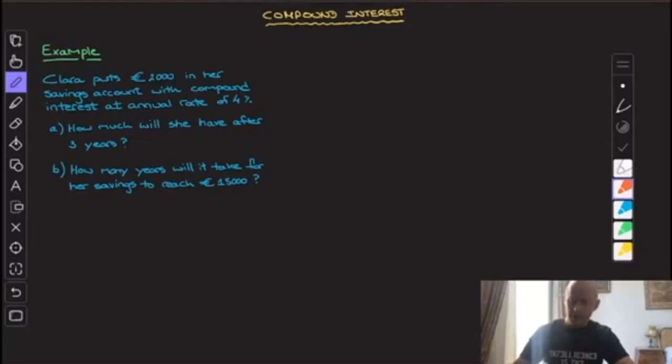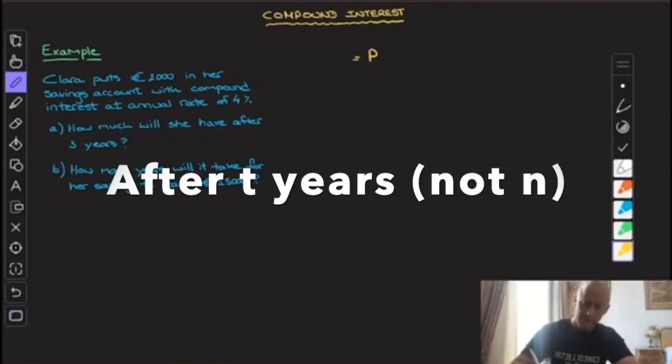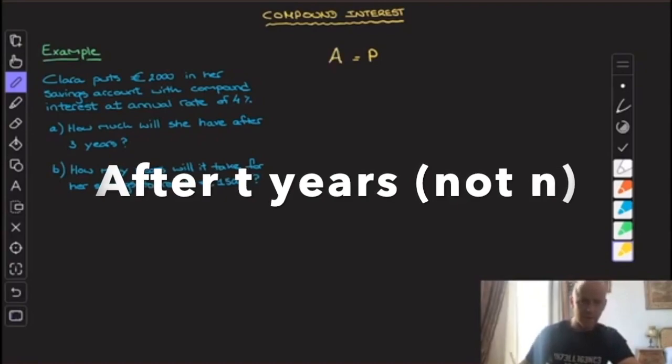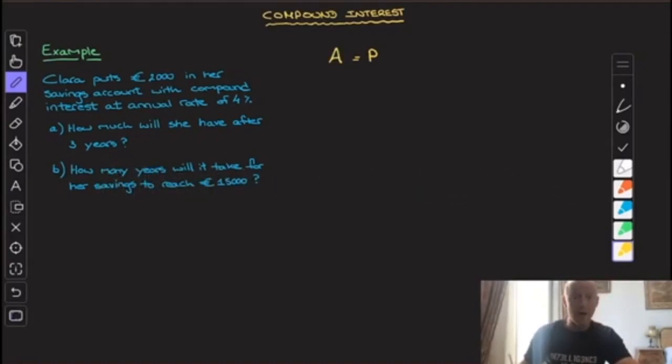Now, let's say I'm investing money, like Clara is here. She's putting 2,000 euros in her savings account. I'll call that initial amount that we start off with P. So I'll go ahead and say, okay, I'm investing P. And I'm interested in knowing how much money, or what amount of money, we'll have after N years. So I'll just say A is the amount that we're going to be calculating, okay, and that's after N years.